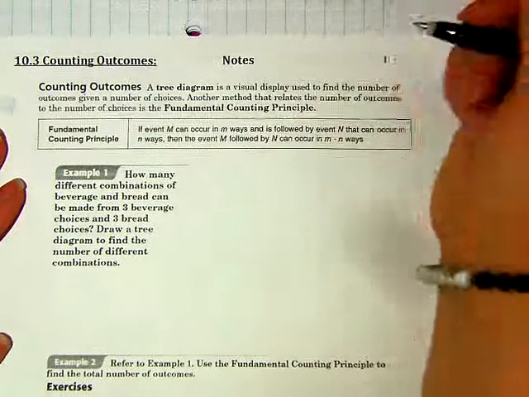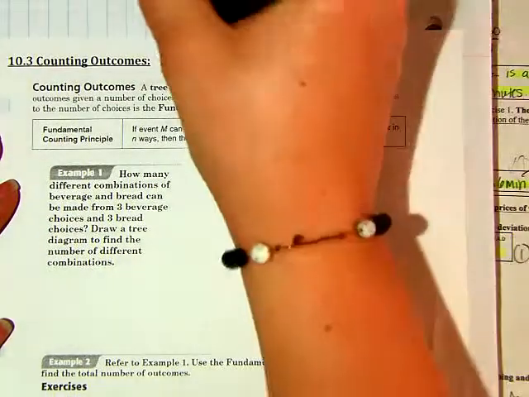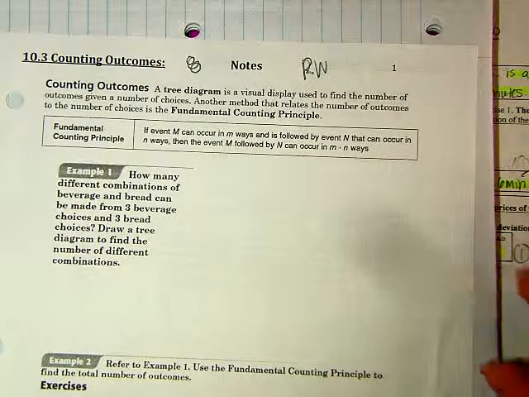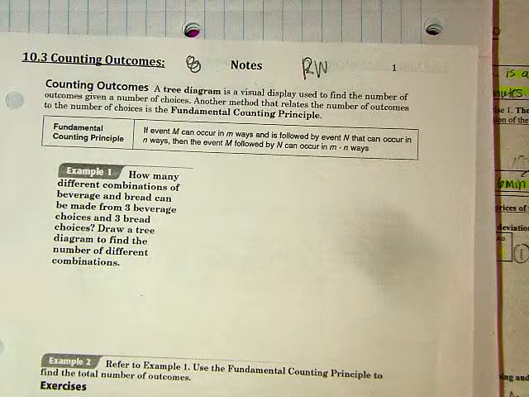Right, so we're going to move on to the third lesson of our probability chapter, and that one is called counting outcomes. So we've done this last year, and we're just going to add some stuff to it this year.